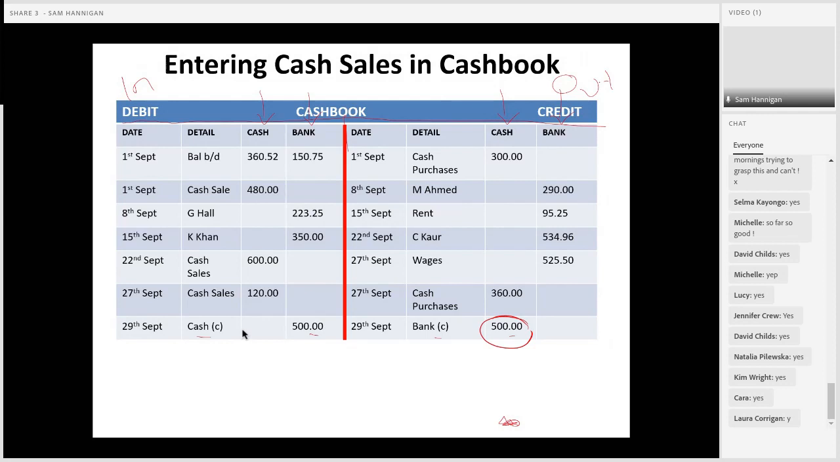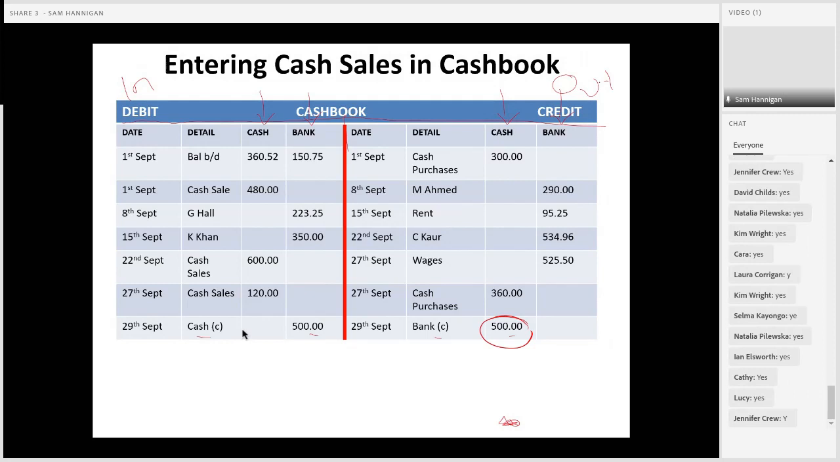So what you've done is you've taken it out of the cash tin, because remember, when we talk about cash, we don't want to have a lot of money in cash in the building, because obviously people might pinch it and so on, so you need to minimize the amount of cash that you hold. So what we're saying here is based on what we've got and based on the cash sales, we're taking £500 out of cash and putting it into bank. Okay, can everybody see that? Does everybody understand that? Yeah, perfect.